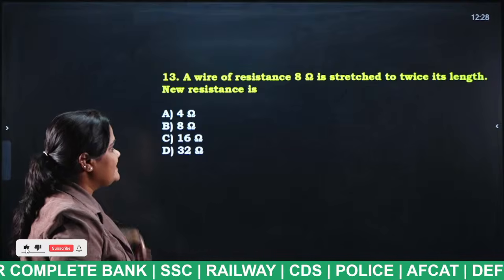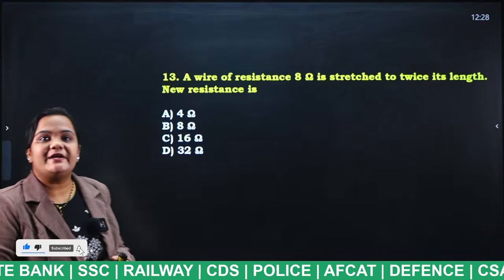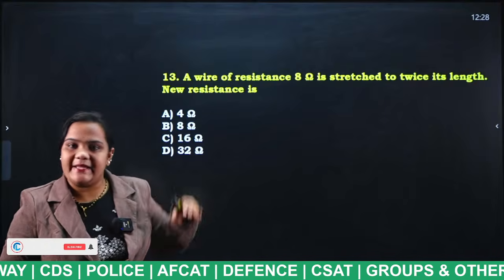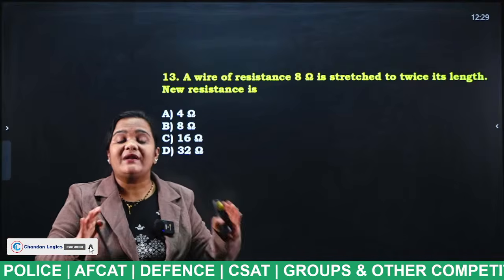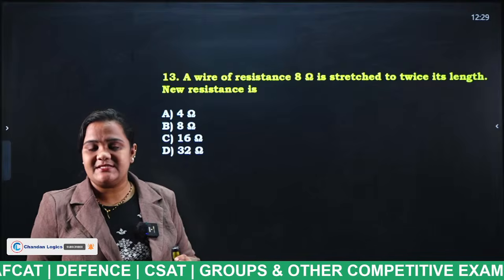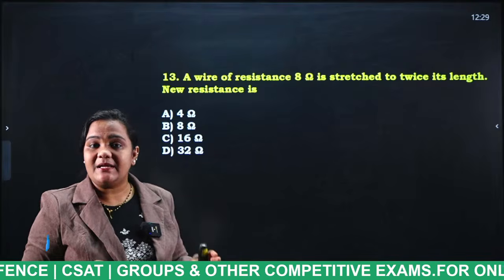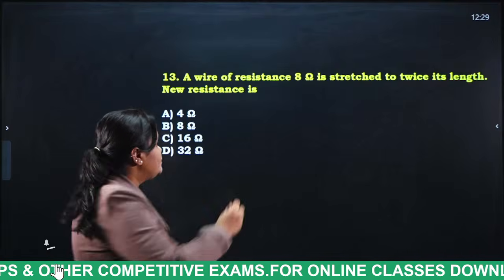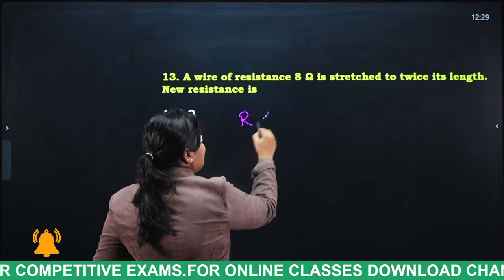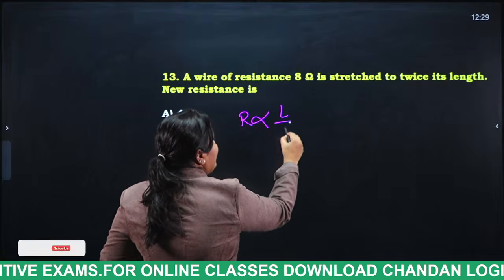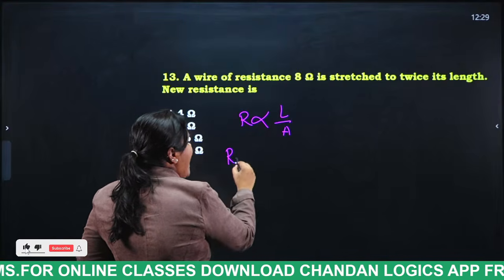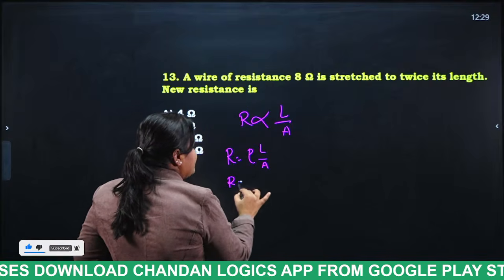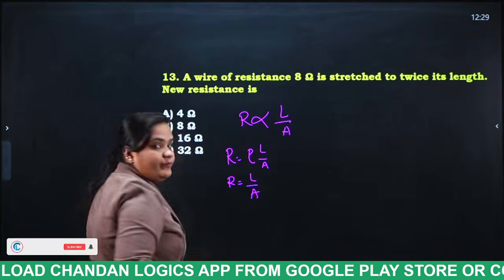New resistance is? So try to solve it, students. Resistance is nothing but what, students? What is the basic formula for resistance? Resistance is proportional to length by area, that is R is equal to rho L by A. So generally we will write R is equal to L by A.